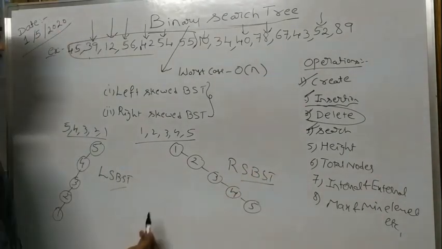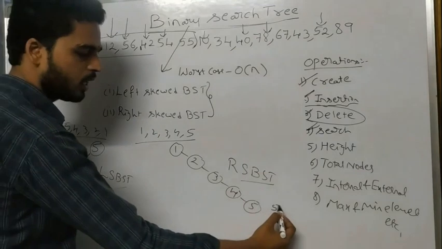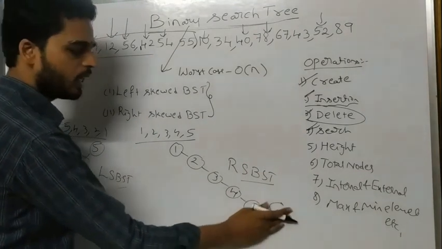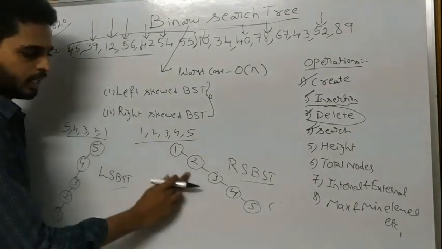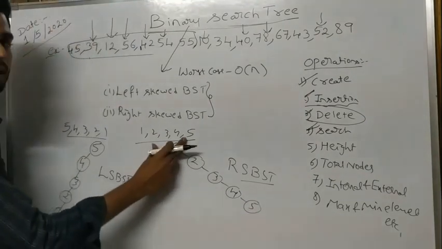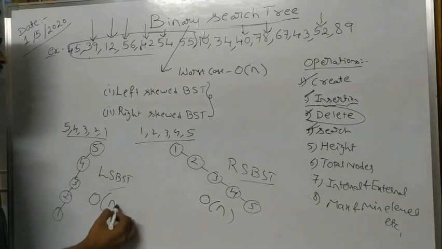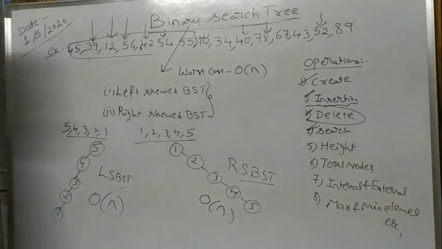So in this particular case, if I want to check whether the value 5 is there or not, then it won't take log n base 2. It needs to perform 5 comparisons. 5 comparisons means 5 elements. So it is going to take the time complexity of big O of n. That's it.